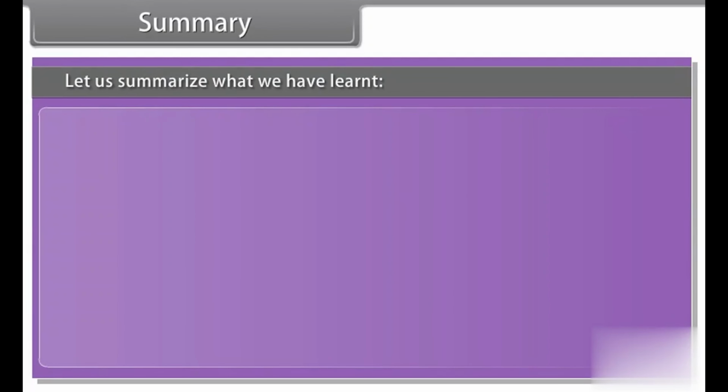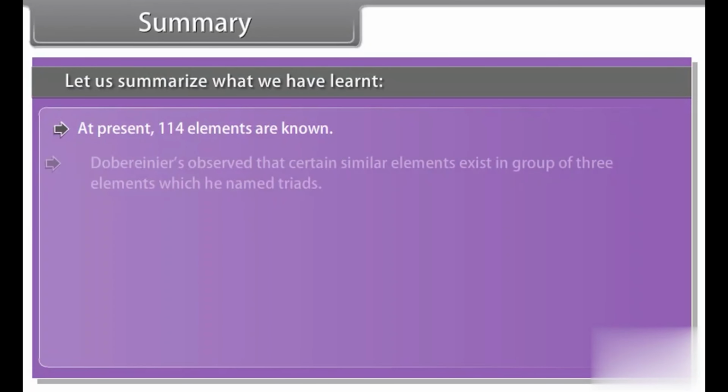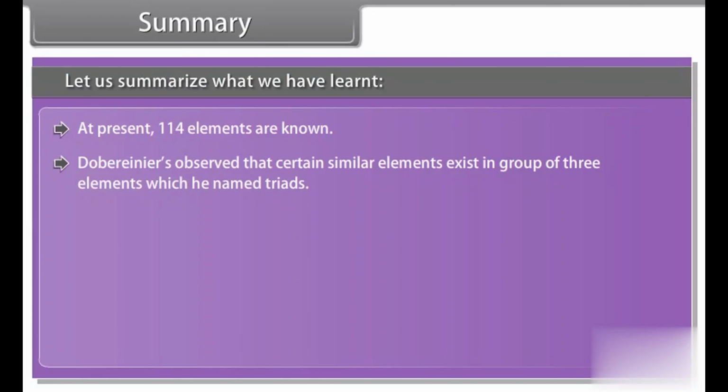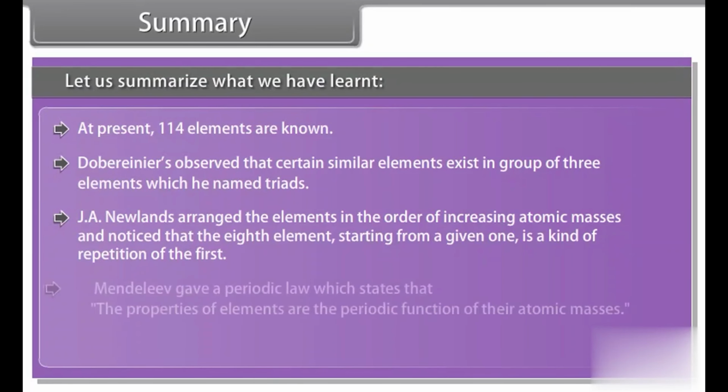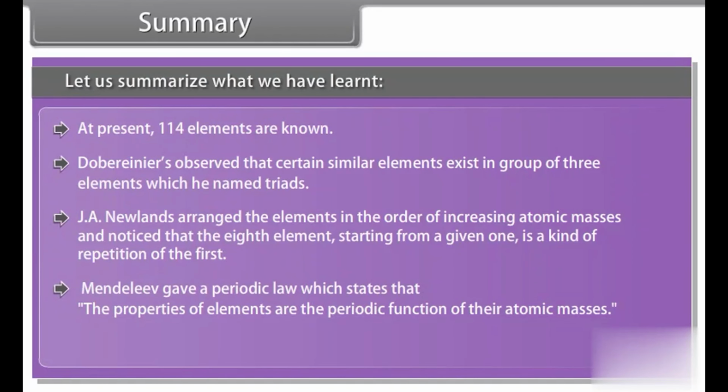Summary. Let us summarize what we have learned. At present, 114 elements are known. Dobereiner observed that certain similar elements exist in groups of 3 elements, which he named triads. J. A. Newlands arranged the elements in the order of increasing atomic masses and noticed that the 8th element starting from a given one is a kind of repetition of the first. Mendeleev gave a periodic law which states that the properties of elements are the periodic function of their atomic masses.